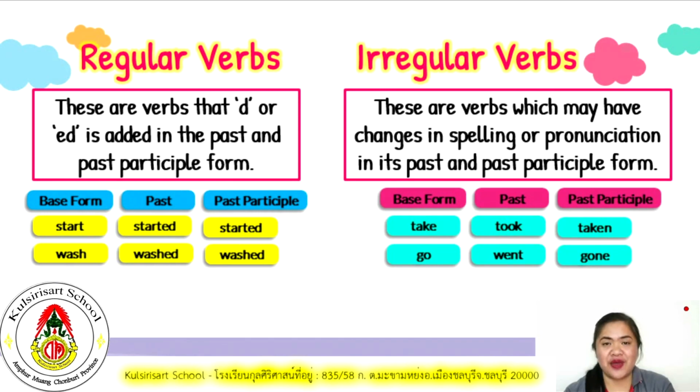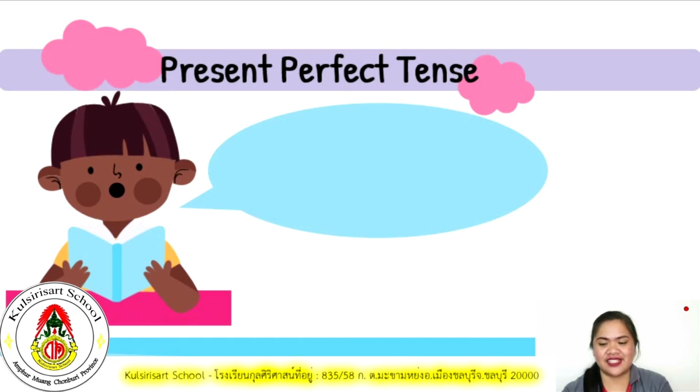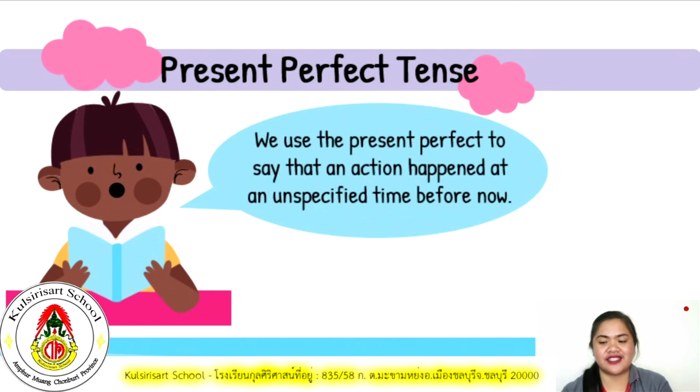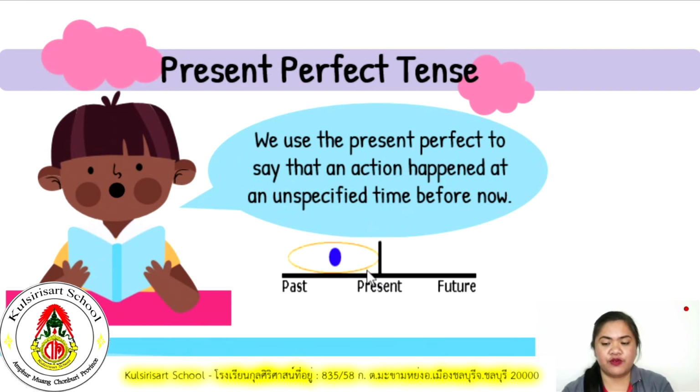So, remember that when we talk about present perfect or past perfect tense, we will always use the past participle of the verbs. Remember that. Present perfect tense is used to indicate that an action happened at an unspecified time before now. Just before now, something happened, which is still in the present. So we have here, before the present, an action happened.